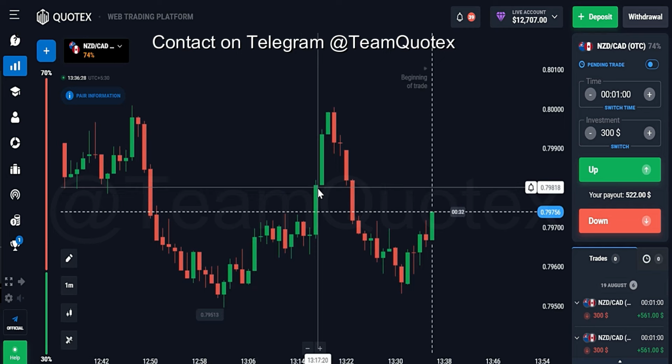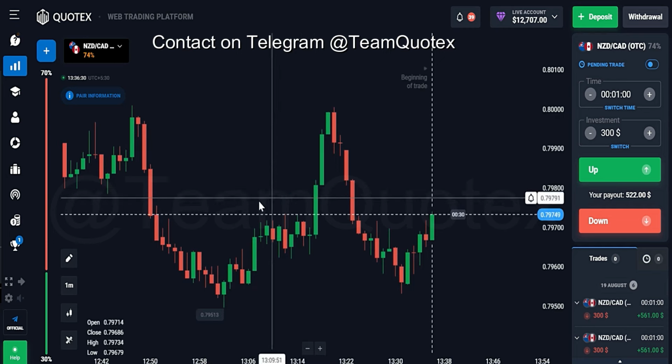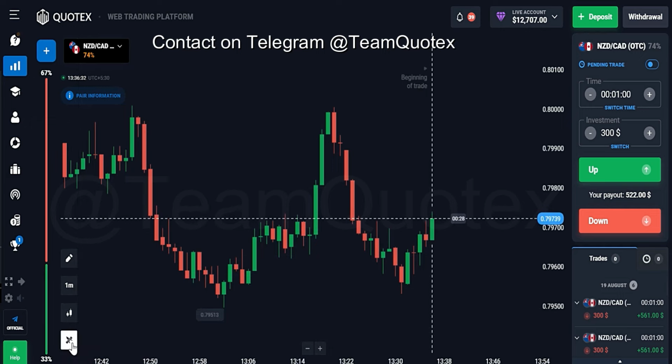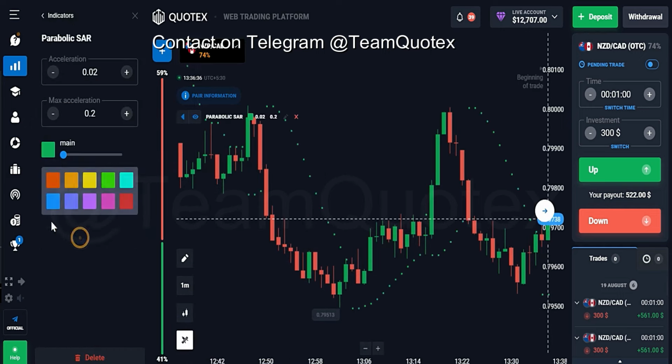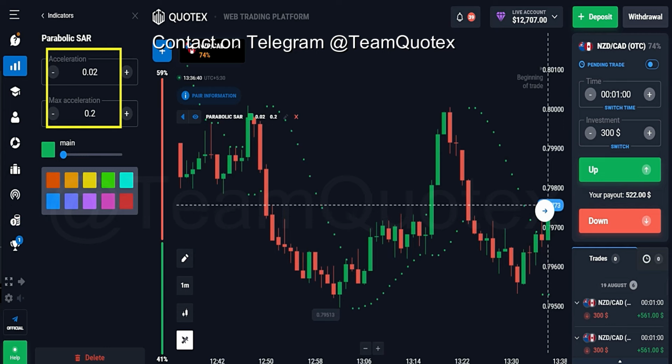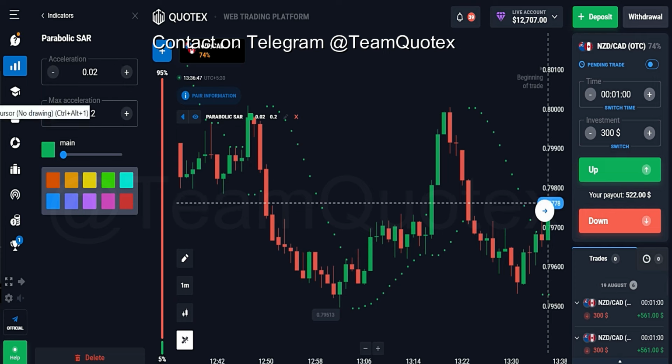Alright, as I told you guys, we are going to use a deadly combination. So just click on the indicator section. You can see there is an option of parabolic SAR, just click on it. Now you can see the values of parabolic are default, but we are not going to use this parabolic indicator with default values. We will make some changes. So what are the changes? Let me tell you.